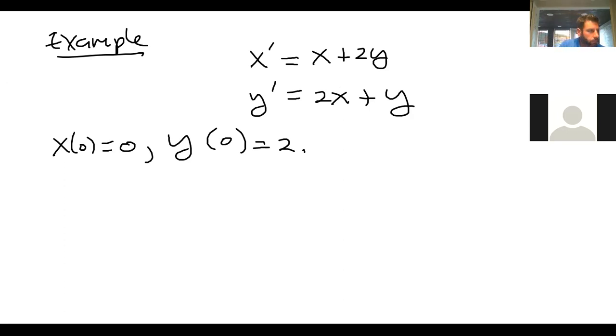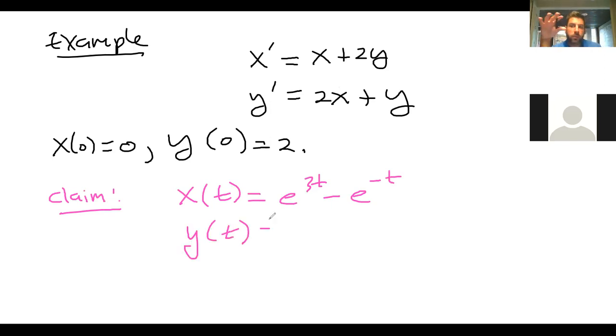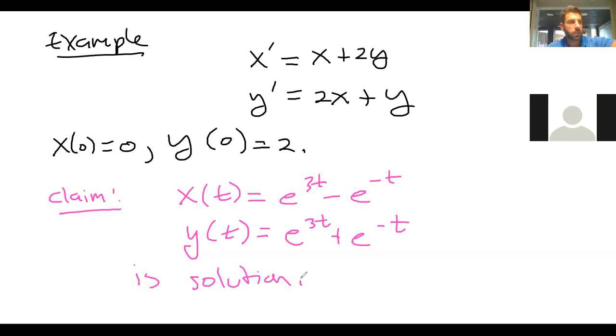So here's my claim: x of t is e to the 3t minus e to the negative t, and then y of t. In order to be a solution, we need a pair, an x and a y, because there are 2 unknowns. So when we say verify, what we mean is let's plug these functions into the system up top and make sure that it works out.